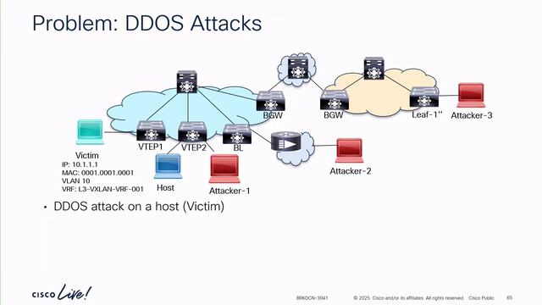The attacker can exist anywhere, right? It can be within my site. It can be connected to my border leaf. It can even be coming from another data center, a VXLAN data center. So what's the goal of a DOS attack? There's a victim that we want to attack.